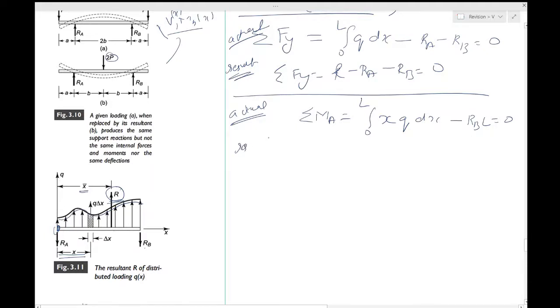For the resultant, which will not have Q clearly, it will have MA is equal to R x bar minus RB of L equal to 0. Now the conditions on R and X bar are such that R is equal to the integral from 0 to L of Q dx.